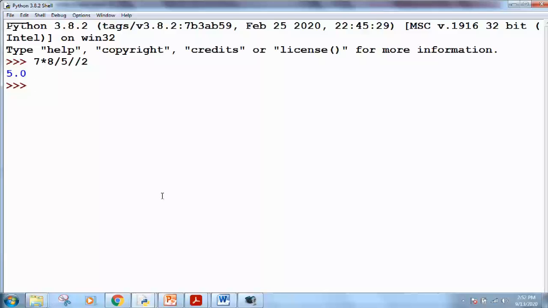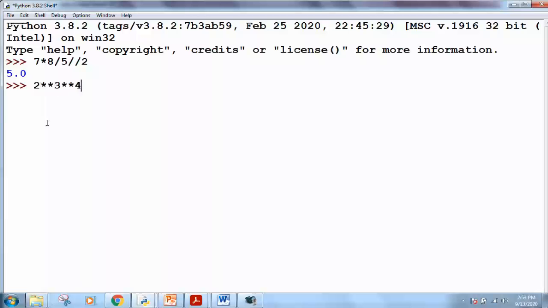Okay, next thing is that if there are arithmetic operators like exponential, then the evaluation of this operator associativity rule is not from left to right, it is from right to left. That is, if I write here 2 star star 3 star star 4, now how will you solve this?